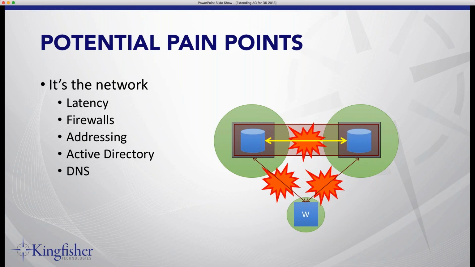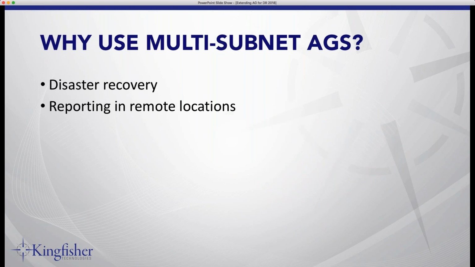You also have things like firewalls, the addressing itself, Active Directory. You may not have the same Active Directory servers in your disaster recovery data center that you do in your primary data center. DNS is likely to be different. All of these things combined mean that you're going to have some interesting issues that you have to deal with when you're trying to establish this over multiple subnets for disaster recovery.